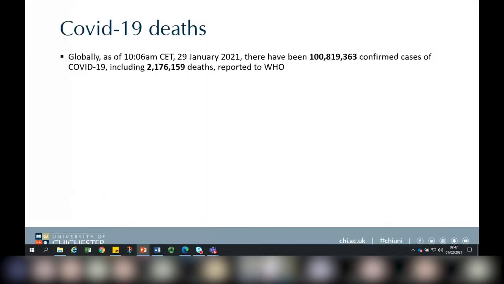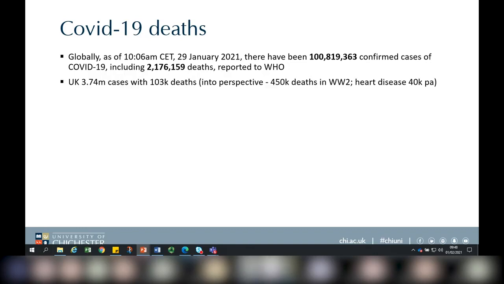So I'm going to talk about COVID a little bit, just so that we can start to put it into perspective and then look at how it connects with other issues. As of the 29th of January, unfortunately, there's been almost 101 million cases of COVID-19, and that includes over 2 million deaths. So the UK, 3.74 million cases with 103,000 deaths. Now, to put it into perspective in terms of the enormity of that, in World War II, we had 450,000 deaths.